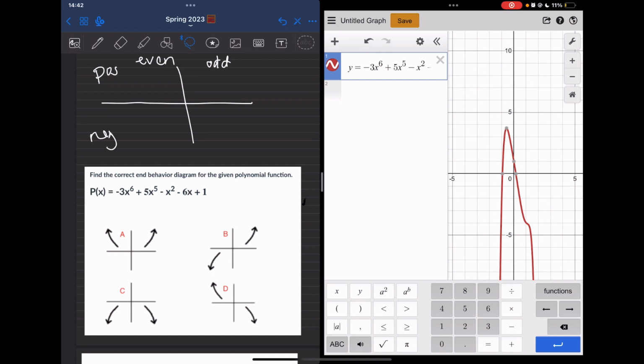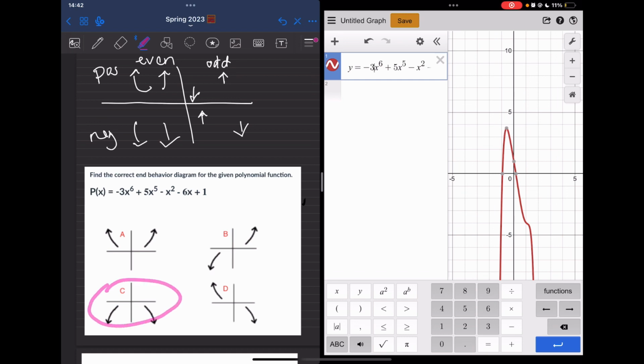But if it was a positive even term, your ends would be going up. And then you have a negative even term, which is what we have here. We have a -3 and it's raised to the exponent of 6. That's an even exponent. So our ends are going to be going down. And then on top of that, you can also have a positive odd function, which means the left hand side is down, the right hand side is up. And then you can also have a negative odd function, which means left side is up, right hand side is down. So in this case, our answer is going to be C.